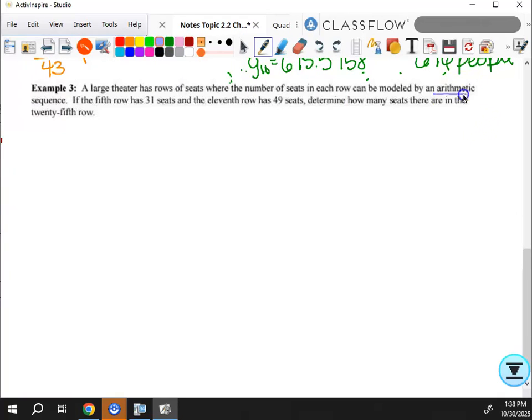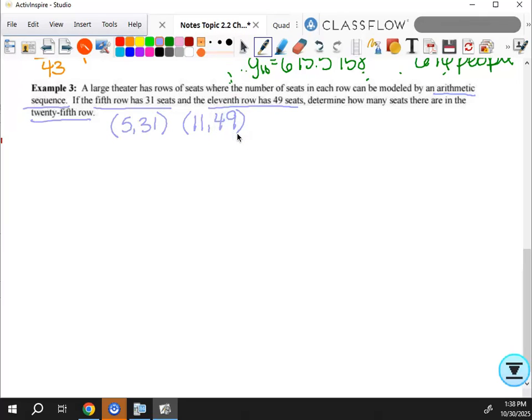All right, so now a large theater has rows of seats where the number of seats in each row can be modeled by an arithmetic sequence, okay? Told me exactly what to do. 5th row has 31 seats, 11th row has 49 seats. How many seats are in the 25th row? All right, so my first ordered pair would be what? 5, 31, very good. Then my next one would be 11, 49.